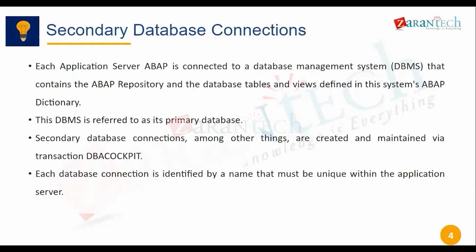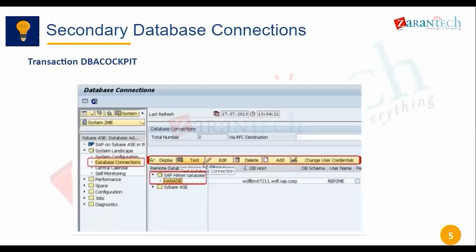Each database connection is identified by a name which must be unique within the application server, right? You should not give the same name to a different set of connections. This is how the screen of the DBA cockpit T code looks. If you go to this T code and click on database connections, you should see the connections. Here we have already created a connection called HANA DB. We have provided the DB host and the username, and if you click on test, it should work fine.